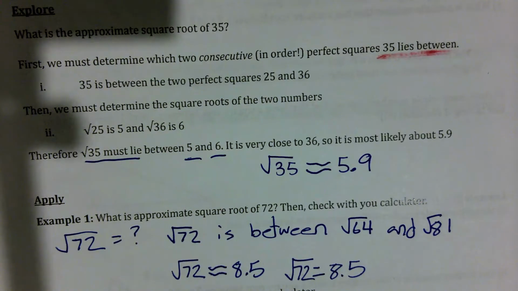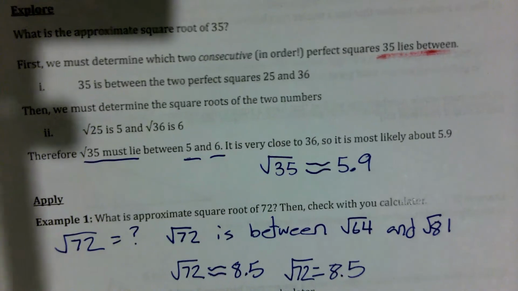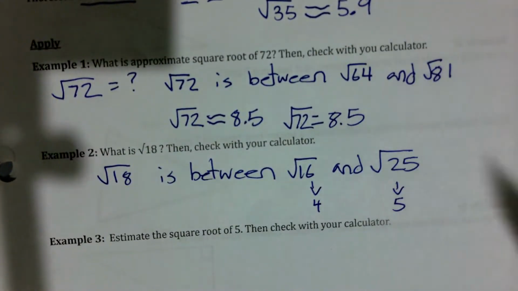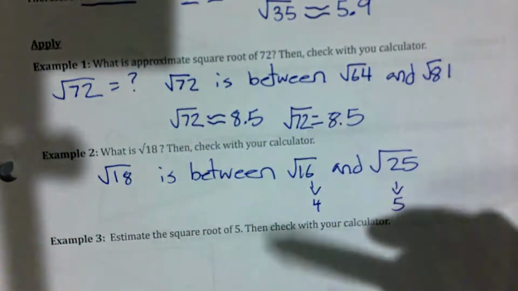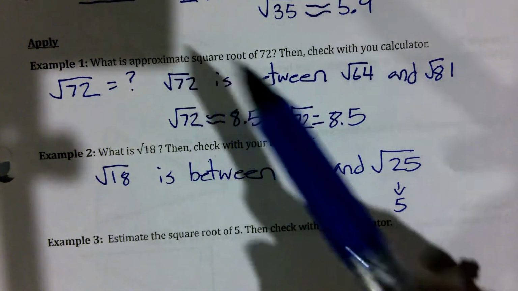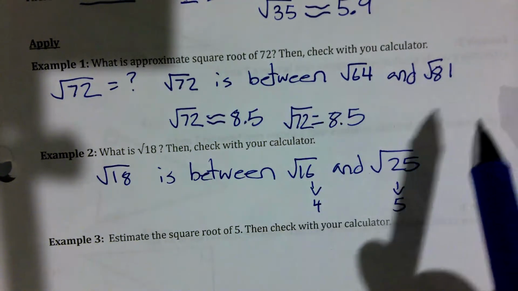Okay, so we solved the square root of 35 is approximately 5.9. Yesterday, you also completed examples 1 and 2 on page 9. Square root of 72, likely 8.5, because the square root of 72 is halfway between 64 and 81.